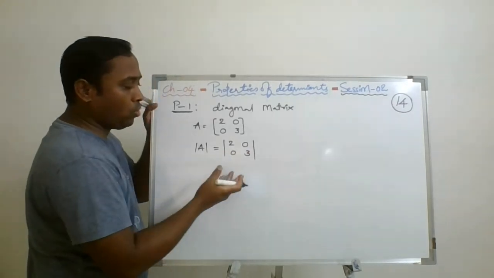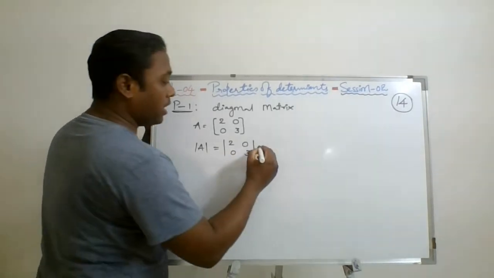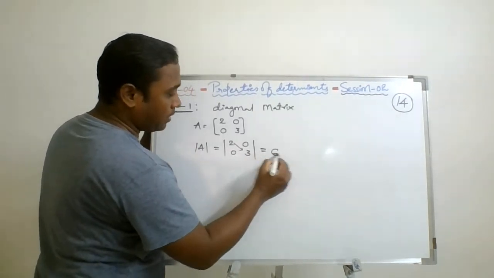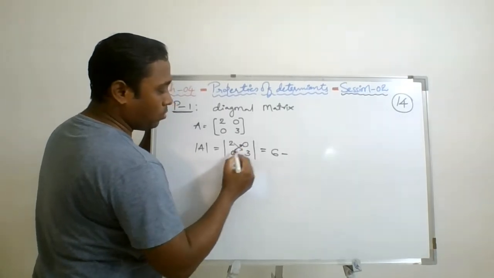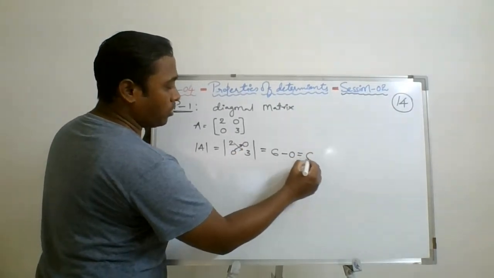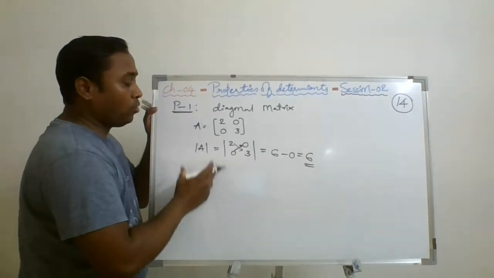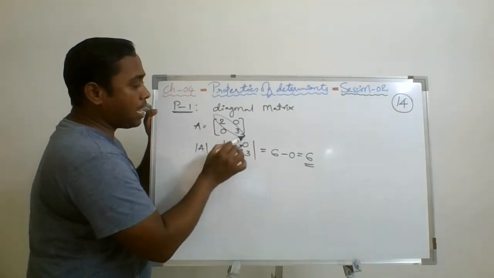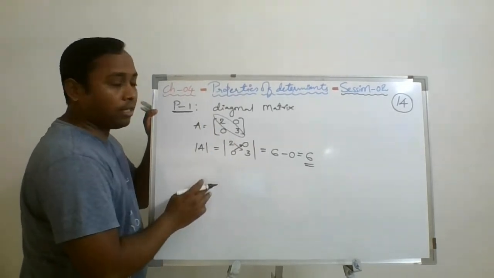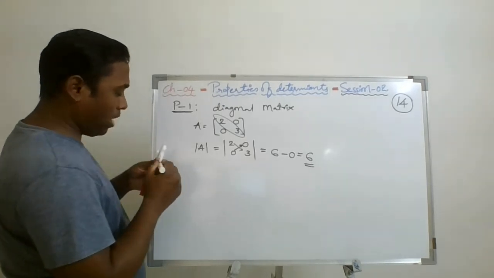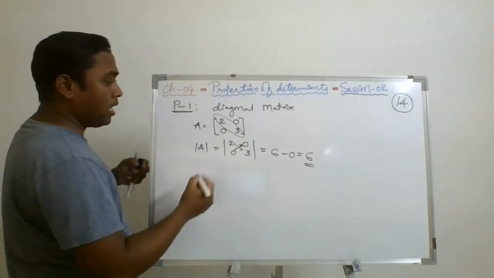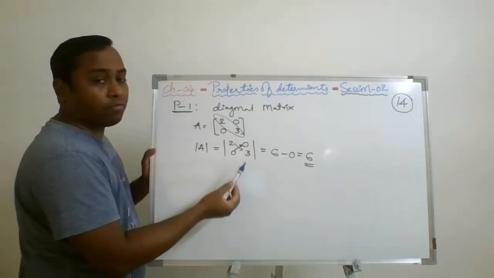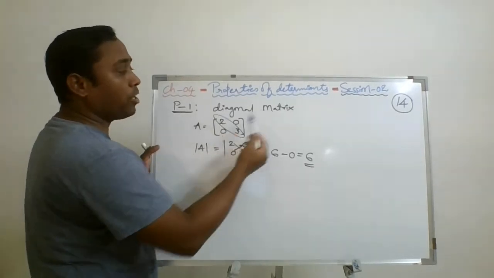And you know how to calculate a 2 by 2 determinant, just by doing the product of the diagonal elements first. That is 6 minus the product of the other two elements, which is 0. So 6 minus 0 is what? 6. Simple. So what you have understood from this example is that simply it's a product of diagonal elements. You may also take a 3 by 3 matrix here. By expanding a 3 by 3 diagonal matrix you will get the answer as a product of the diagonal elements only, and this is the property of a diagonal matrix.